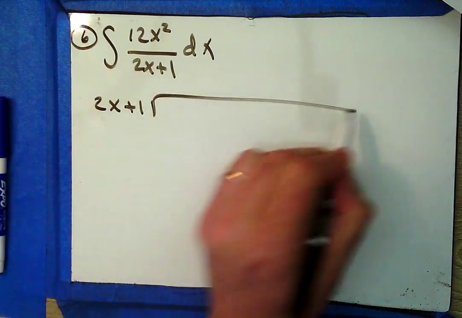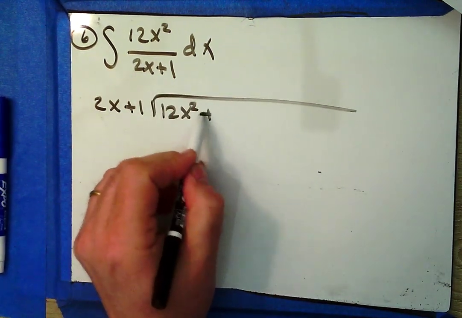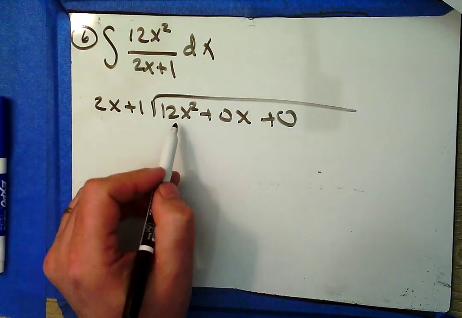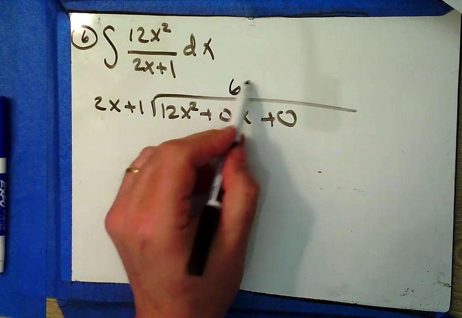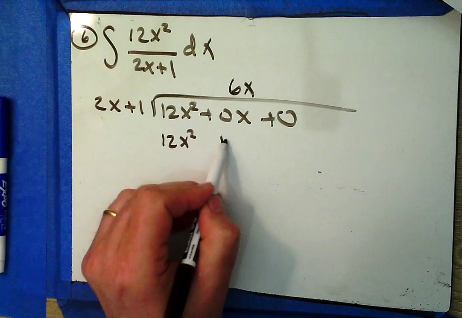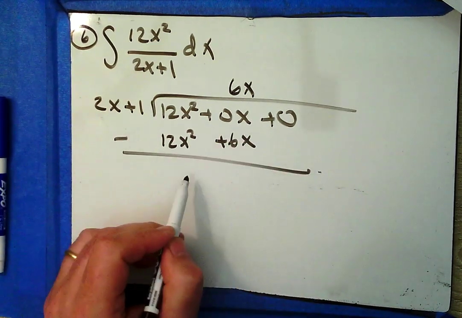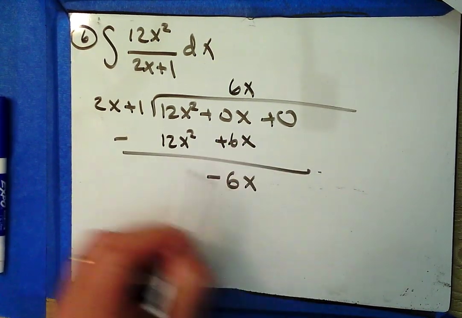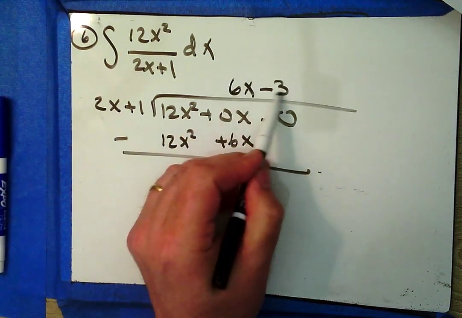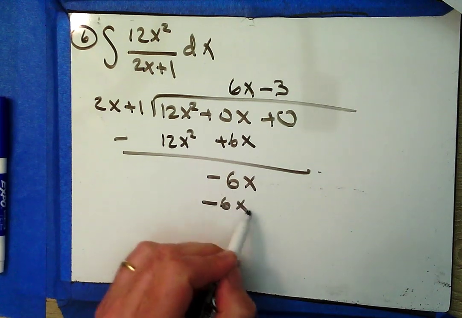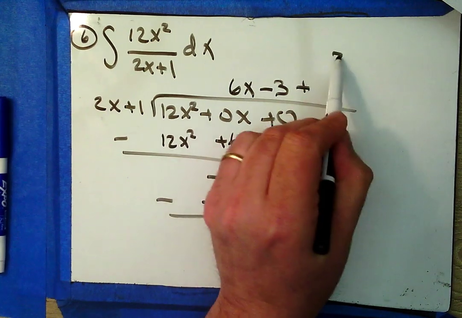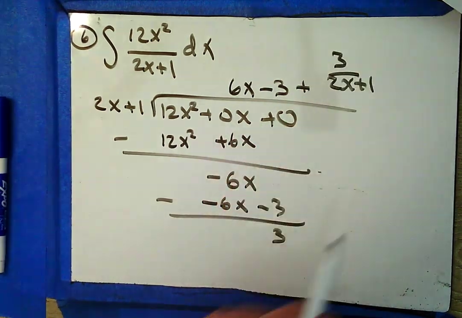2x plus 1 into 12x squared plus 0x plus 0. What do I have to multiply this by to turn into that? I like a 6x here, so that's going to give me 12x squared plus 6x, and then I'm going to subtract. I have negative 6x. What do I multiply this by to turn into this? How about a negative 3? That gives me negative 6x minus 3, and subtract for 3. So plus 3 over 2x plus 1.